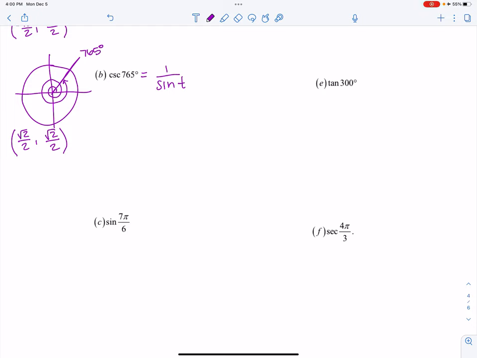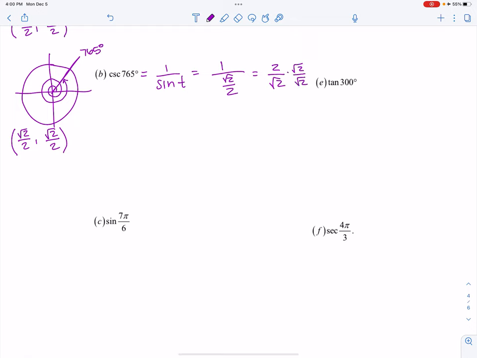So what do we know? Well, we can find our sine of t, so we will have 1 over root 2 over 2. And that leaves us with 2 over root 2. We don't want our radical in the bottom, so we'll just multiply it by root 2 over root 2. That way we don't change the value of it. So we have 2 root 2 over 2, and those 2's will cancel out, which will leave us with root 2. Cosecant of 765 degrees.